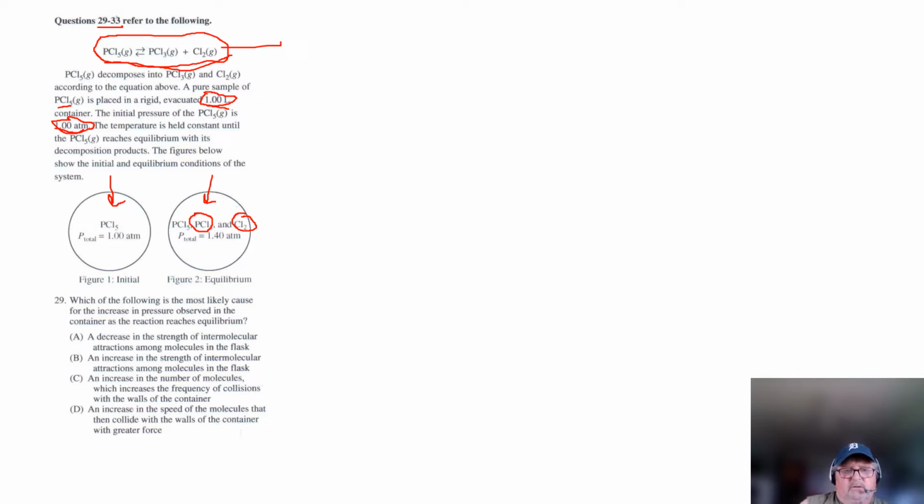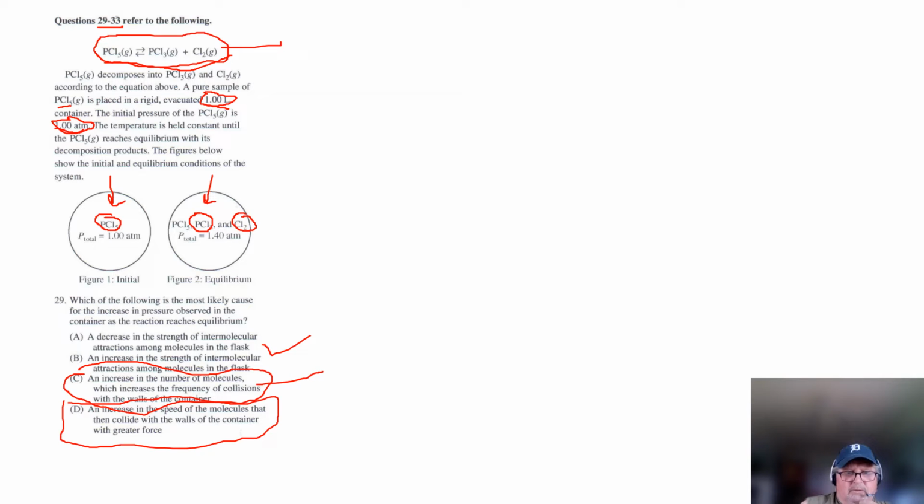If you look at the four different answers, a decrease in strength of intermolecular attractions is irrelevant. We don't know anything about that. It's basically you're going from this to these three things. The only one that really fits that is this one right here, because the more particles you have, the more pressure you'll have. Whoops, sorry, it should be this one right here. C: an increased number of molecules, which increases the frequency of collisions with the wall of the container. So this is it.